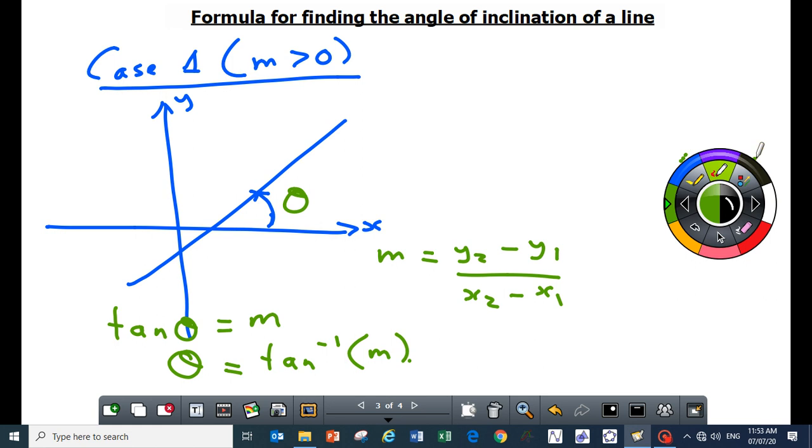I need to recalibrate. Okay, just give me a second. I need to recalibrate this.